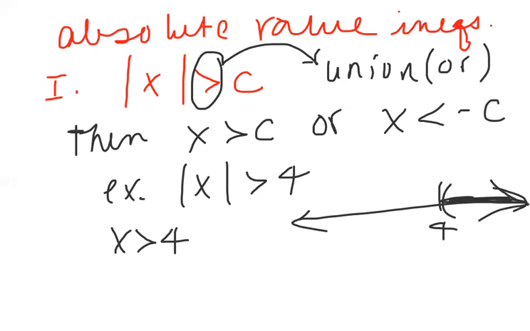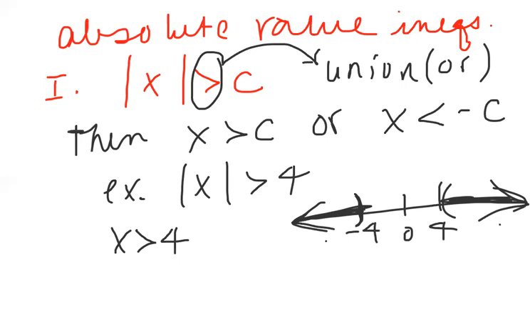But guys, because when you take the absolute value of a number, it's always positive, you also have the set of values that are less than negative 4. When you take their absolute value, it will give you a positive value. So therefore, there's two intervals that will satisfy this absolute value inequality. You have an interval to the left and one to the right.